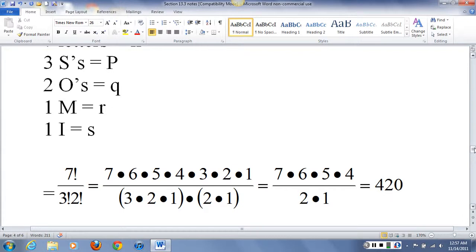So instead, I have 7 factorial over 3 factorial times 2 factorial. Now I didn't put in 1 factorials in there because it wouldn't have made a difference. But I'm doing the factorial of each of the repeat parts. And when you do your math, you'll end up with 420.